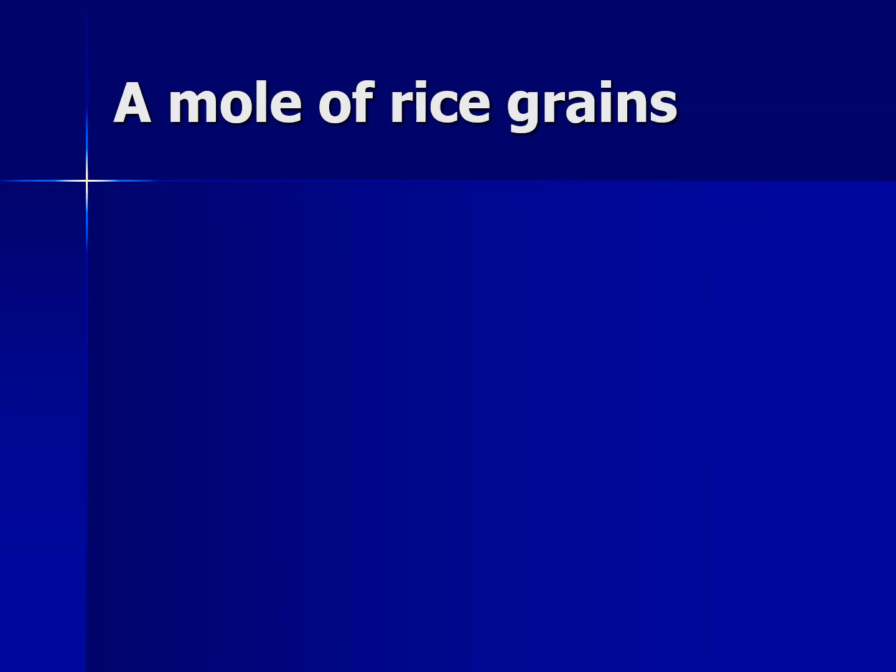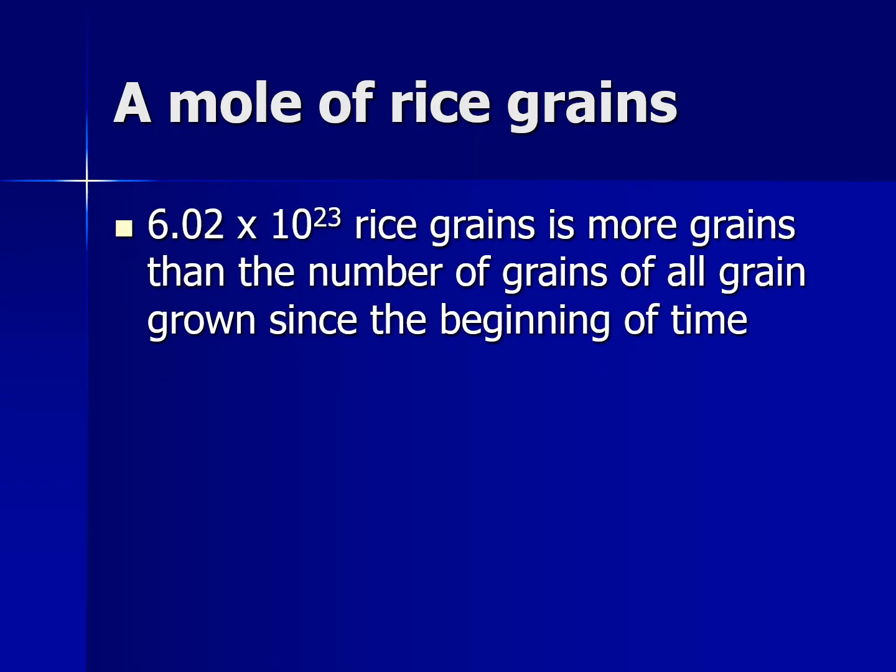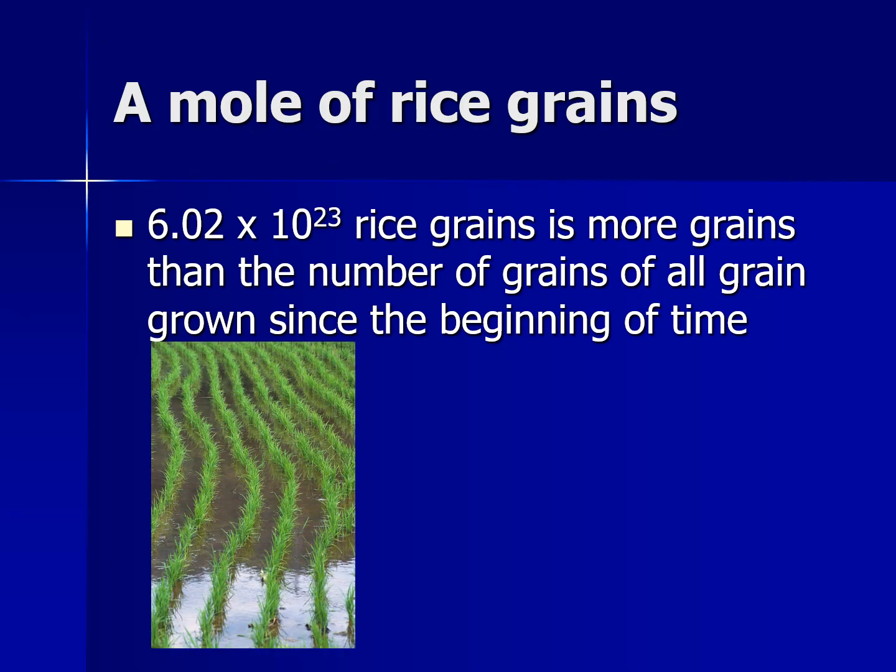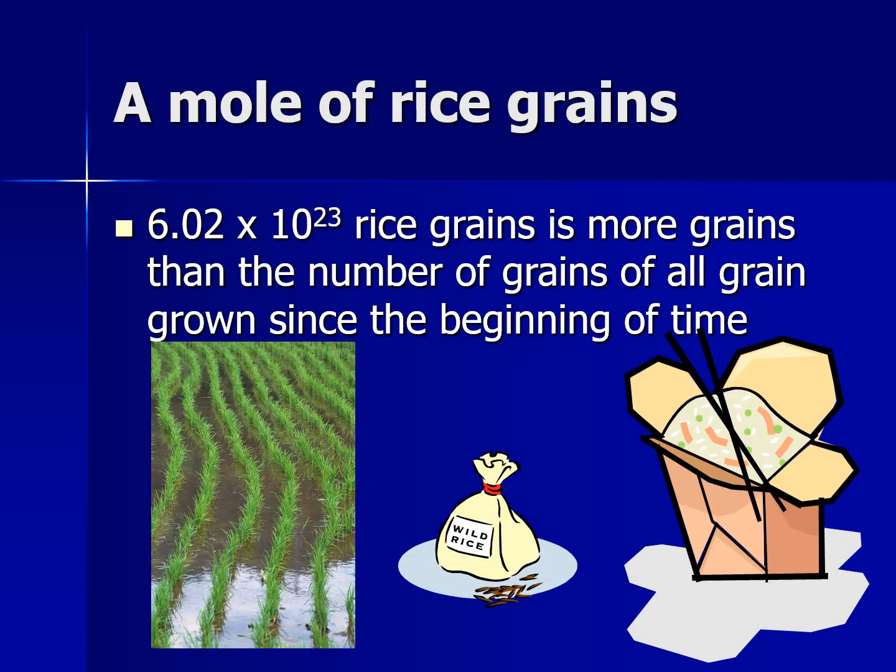What about a mole of rice grains? A mole of rice grains would be 6.02 times 10 to the 23rd. What that means is 6.02 times 10 to the 23rd rice grains is more grains than the number of grains of all grain grown since the beginning of time. So that would be a lot of rice.